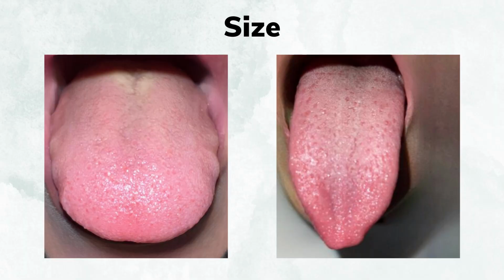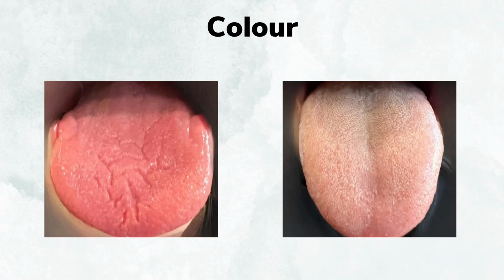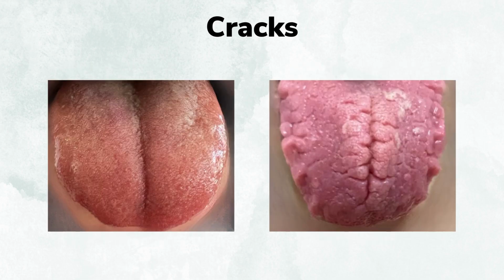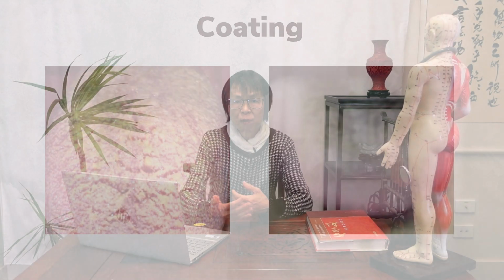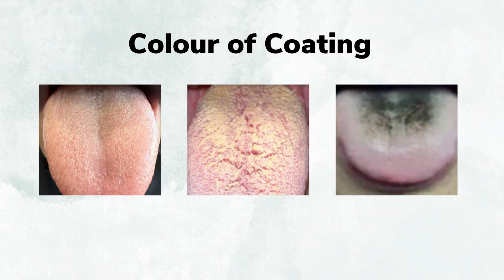The size, thickness, color, shape, cracks, and coating of the tongue provide us with valuable insights. It means we are able to determine the internal organ changes by collecting this information. For instance, we pay attention to the thickness and color, whether it's white, yellow, black, and so on, to find out whether the internal organ has problems or not.